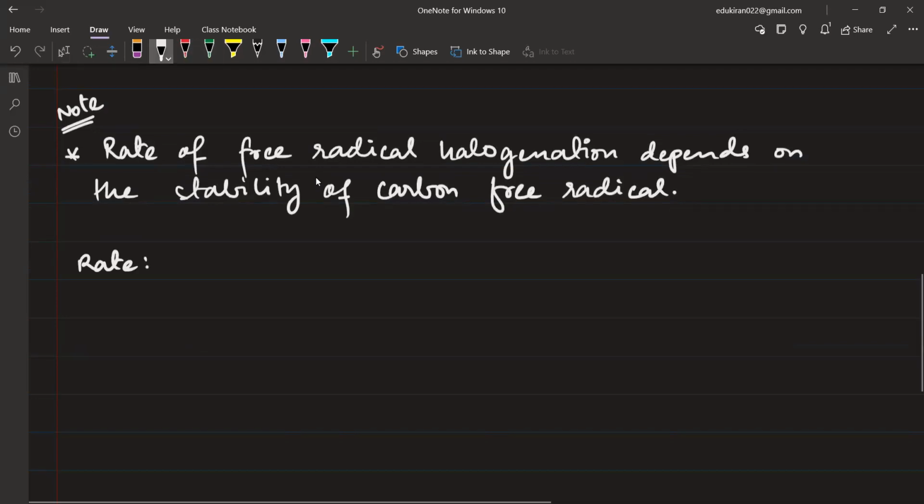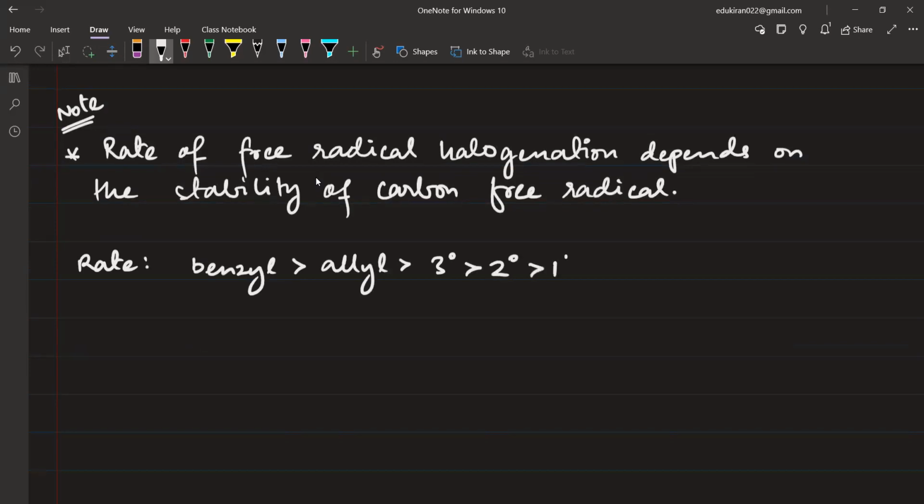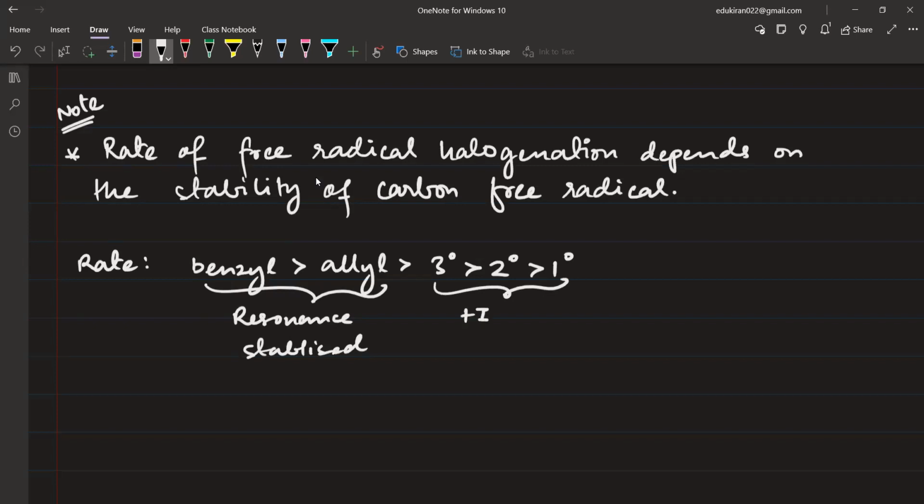The highest rate will be for benzyl, followed by allyl, followed by 3 degree, followed by 2 degree, and then followed by 1 degree. Now, benzyl and allyl, both of these are resonance stabilized. And 3 degree, 2 degree, 1 degree are stabilized by plus I and hyperconjugation.